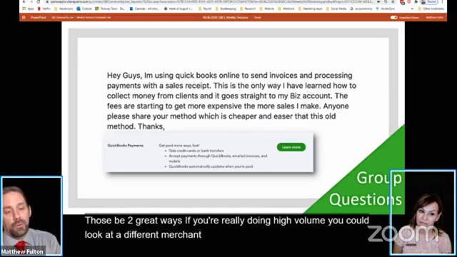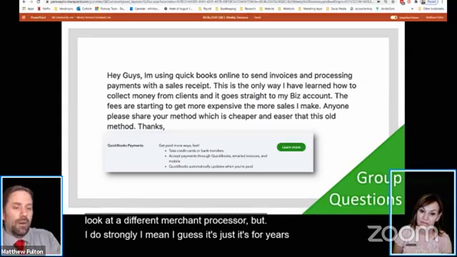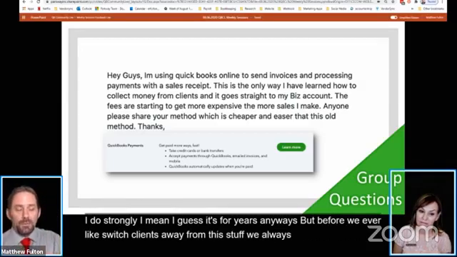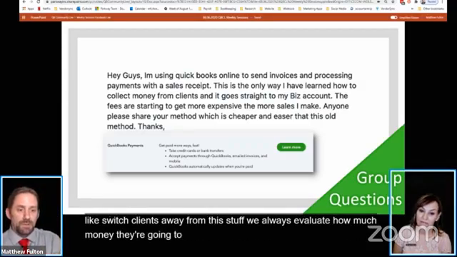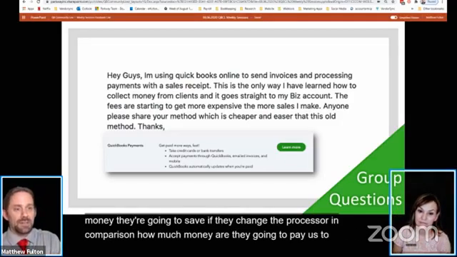But I do strongly recommend, before we ever switch clients away from this stuff, that we always evaluate how much money they're going to save if they change the processor in comparison to how much money they're going to pay us to match these things up.